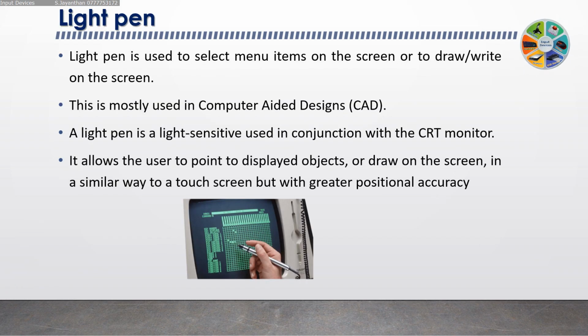Light pen. A light pen is used to select menu items on the screen or draw or write on the screen. It is mostly used in computer-aided design. A light pen is a light-sensitive device used in conjunction with a CRT monitor.